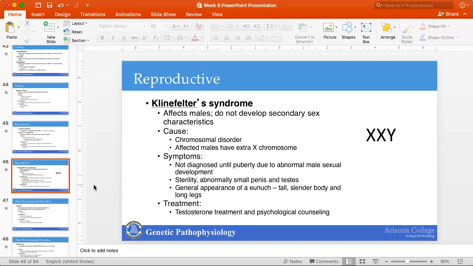Symptoms, not diagnosed until puberty due to abnormal male sexual development, sterility, abnormally small penis and testes, general appearance of a eunuch, tall, slender body, and long legs. Treatment would be testosterone treatment and psychological counseling.